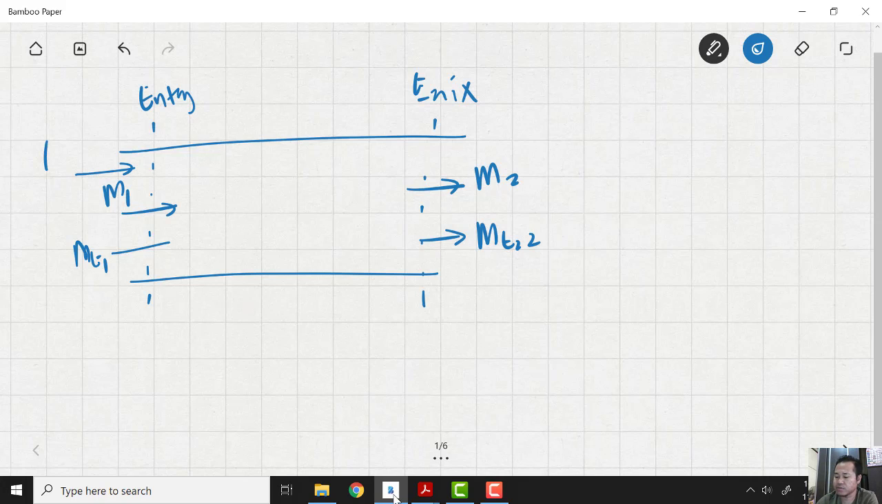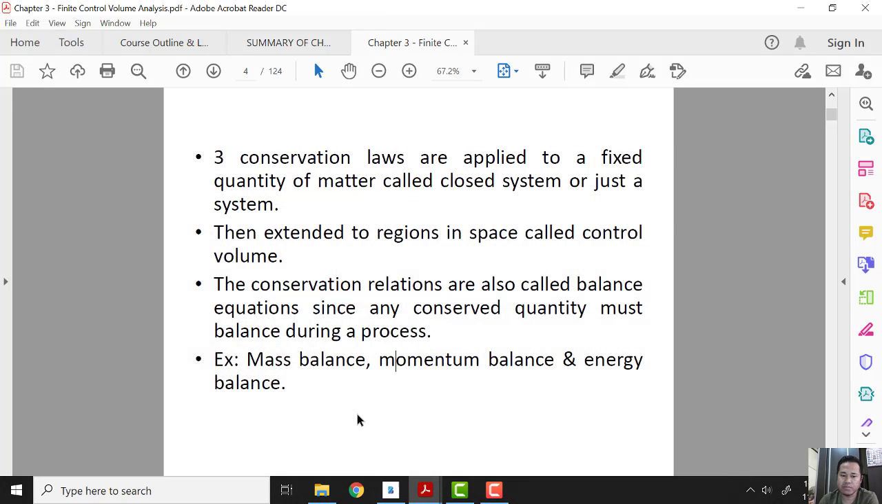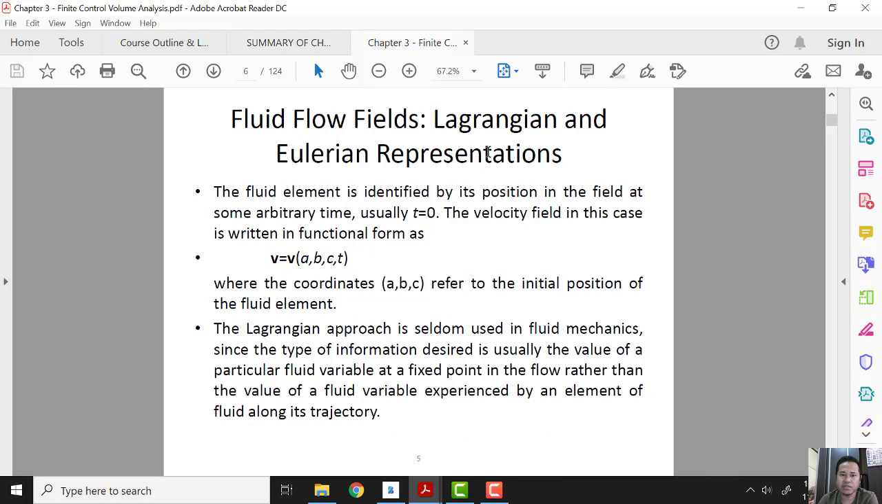If you have energy 1 that comes in, the total energy must be the same as the energy that comes out, energy 2. That's the meaning of mass must be balanced, momentum must be balanced, and energy must be balanced. For fluid flow fields, we have the Lagrangian and Eulerian descriptions. How we describe the fluid flow is by the Lagrangian or Eulerian description. What is Lagrangian and Eulerian?